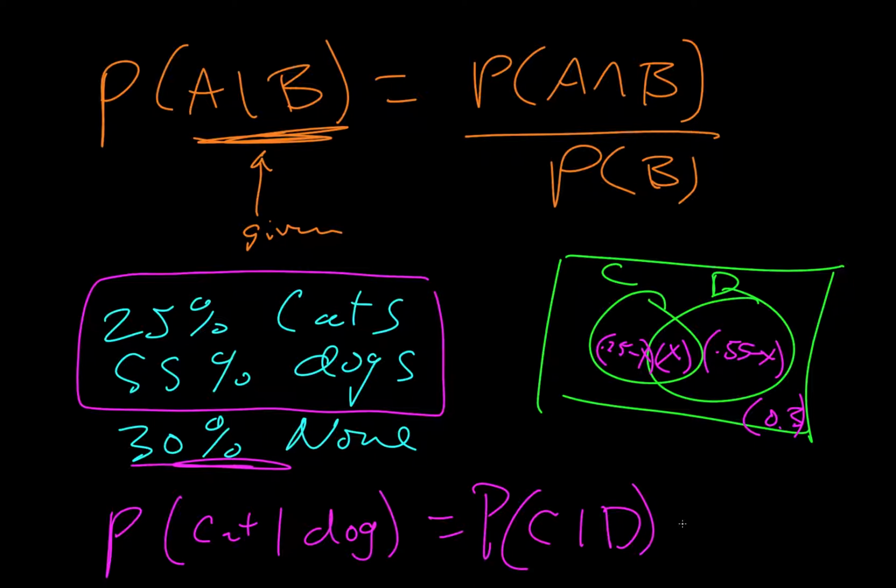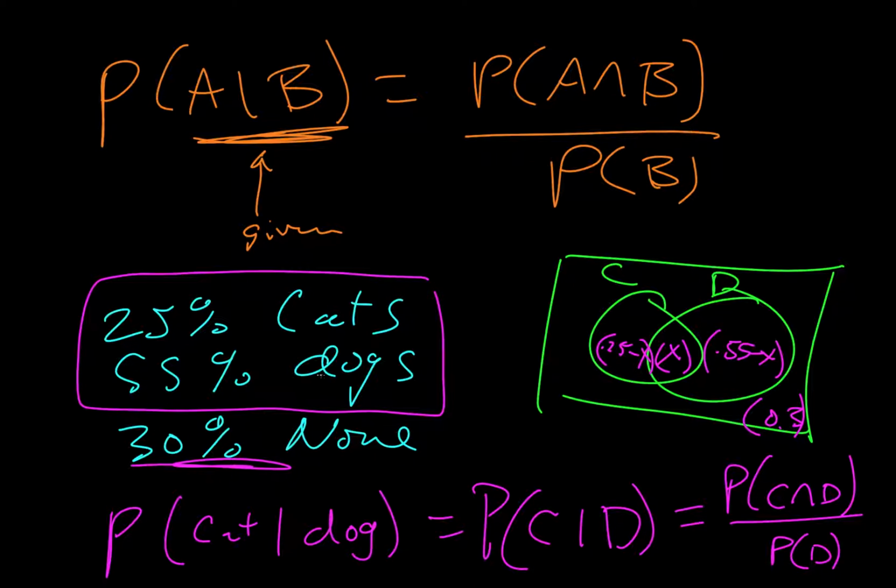Now, let's see. We need to figure out a few things, because this formula is going to require that it's the probability of C and D over the probability of, what was our B? D. Okay. So that's what it is for our specific situation. So we need these pieces to plug in.